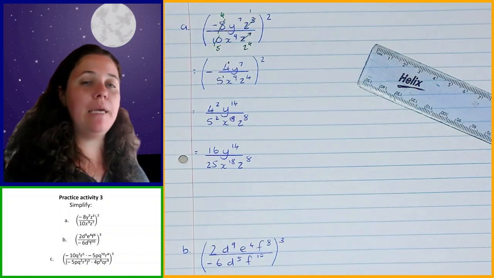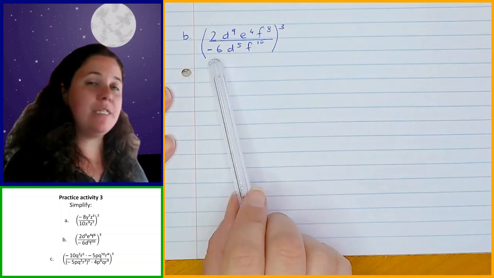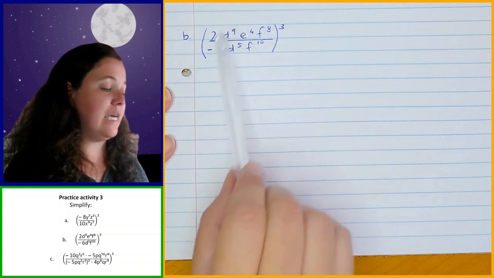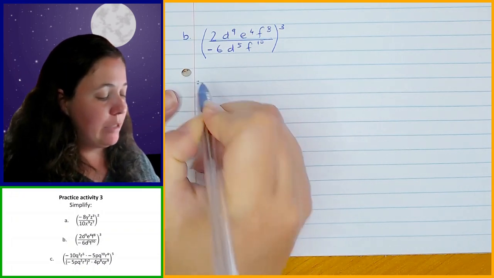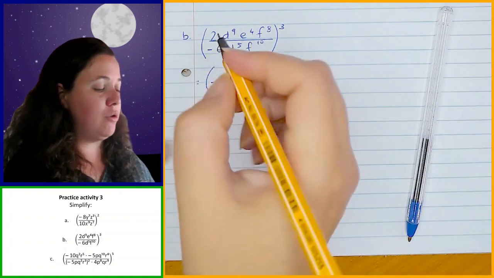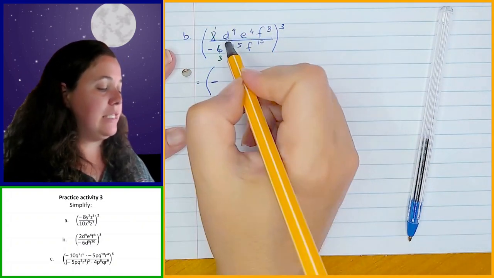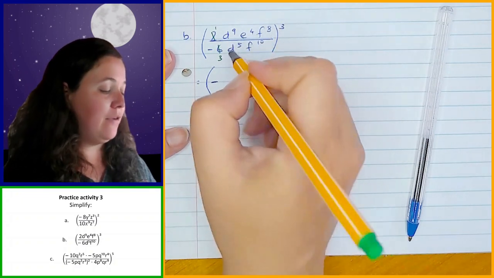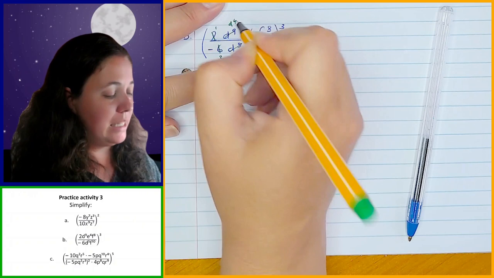Then question B, very similar to question A, we first need to go and simplify what's inside the brackets. I can see that I've got a positive divided by negative. So again, I'm going to have a negative inside my brackets over there. I can simplify my 2 and my 6. That gives me 1 and 3. Then I've got d to the power of 9 and d to the power of 5. This cancels, and that gives me d to the power of 4 in the numerator.